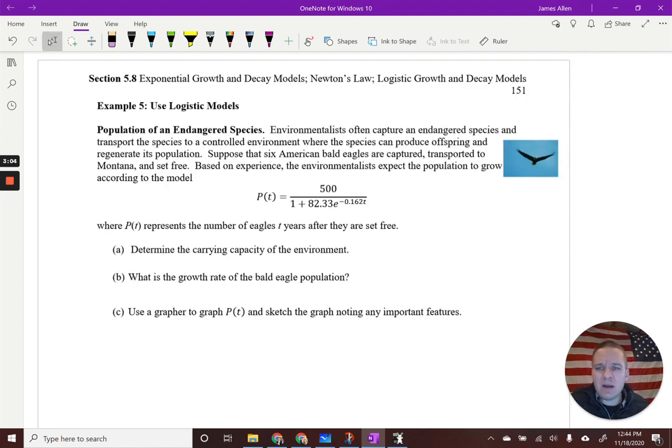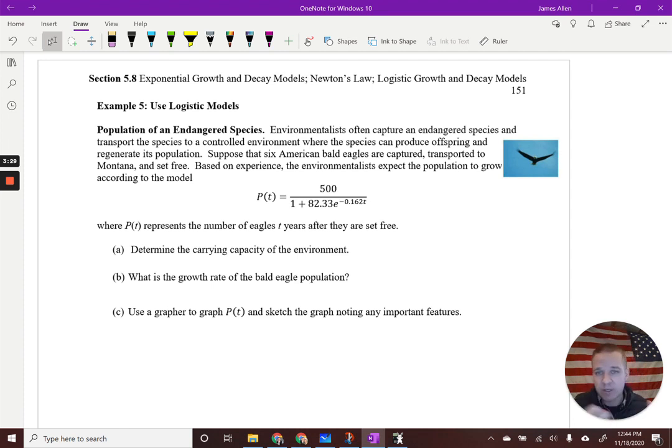Alrighty. So we have a population of an endangered species. Now, bald eagles, if you did not know, were endangered at one point. I think they're just protected now, but for a while they were endangered. I could be wrong about that. Voice crack, I'm leaving it. Environmentalists often capture an endangered species and then transport that species to a controlled environment where it can produce offspring and regenerate its population.